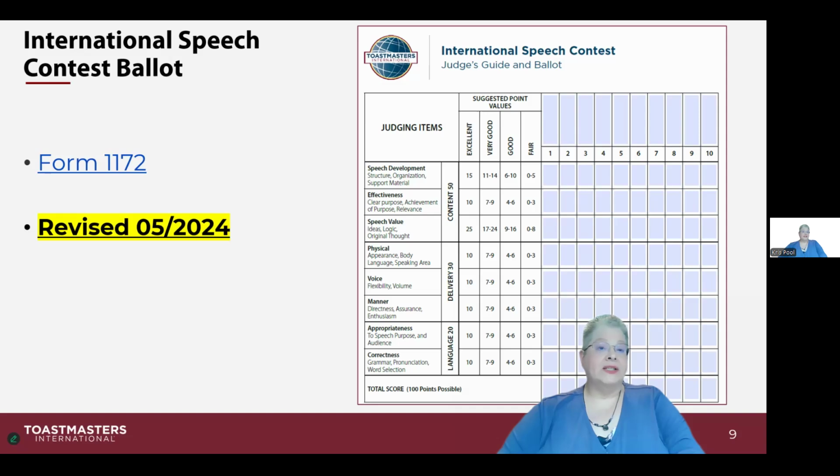Judges and contestants should both be familiar with the contest ballot. Form number 1172 is the International Speech Contest ballot. It was revised back in May 2024. Nothing has changed on the criteria part of it from prior years. It is just the bottom portion of the ballot with the layout and formatting that has been changed.